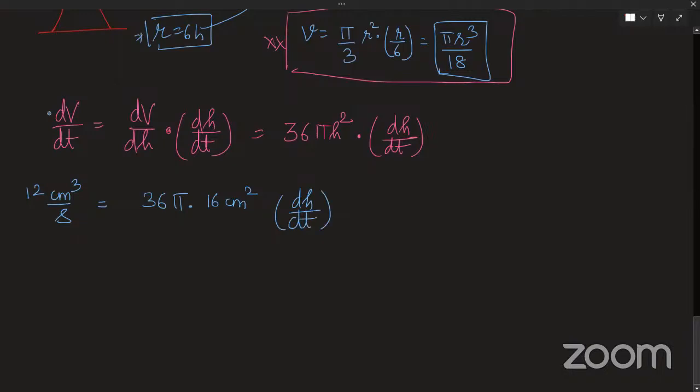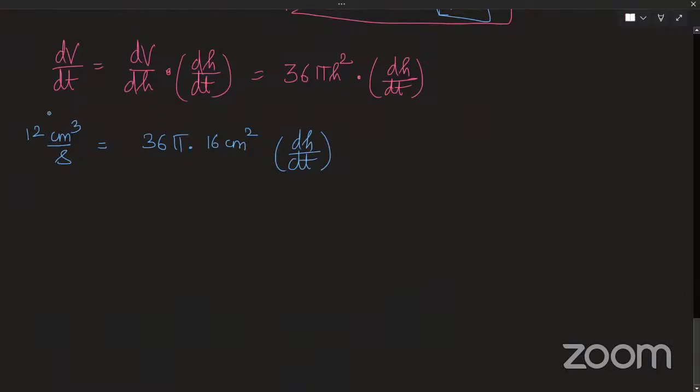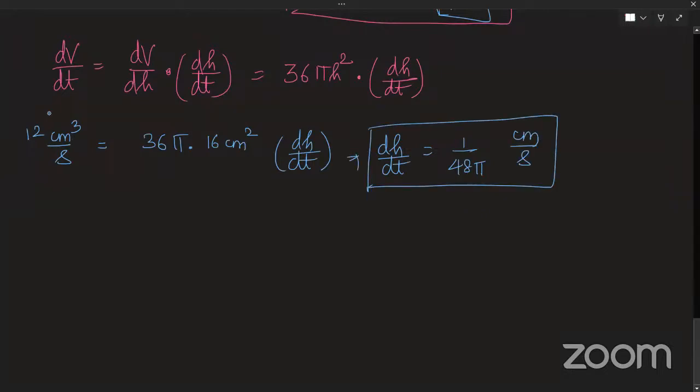So can I calculate my value of dh by dt now? Everyone? Right? So all that is left is just a little bit of calculation. So it will be 1 by 48 pi centimeter per second. It's really slow, right? 1 by 48 pi centimeter per second. Correct? Okay, fine.